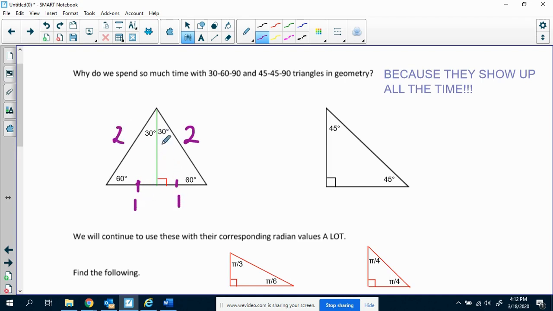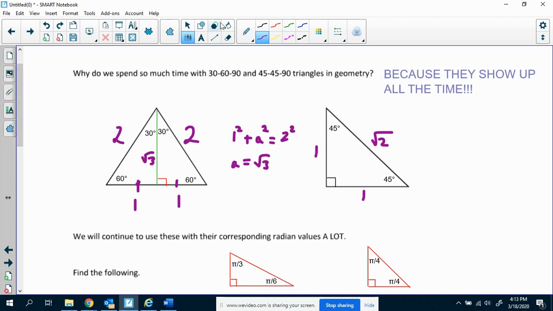This would be 1. And if I did the Pythagorean theorem, 1 squared plus altitude squared equals 2 squared, I'd find out that the altitude is the square root of 3. So that length is the square root of 3. If I have a right triangle that's isosceles with side length 1, and I did the Pythagorean theorem, I'd end up with square root of 2 over here. These things show up all the time.